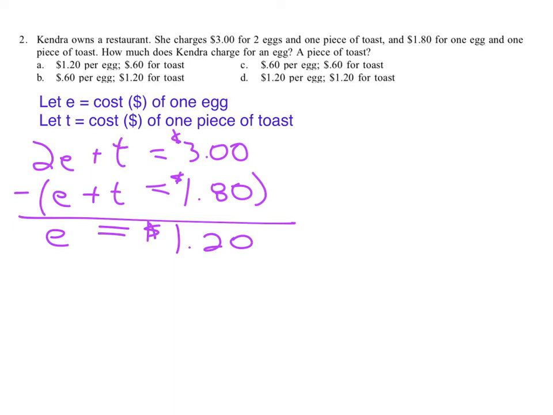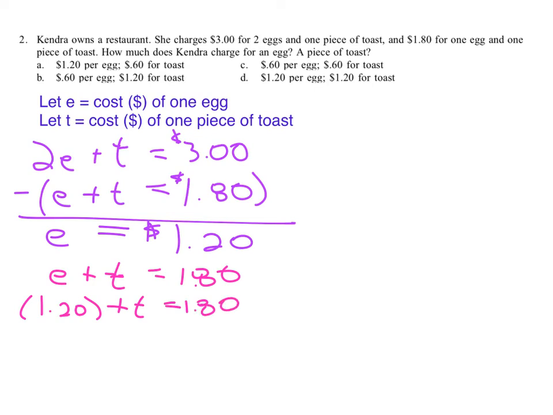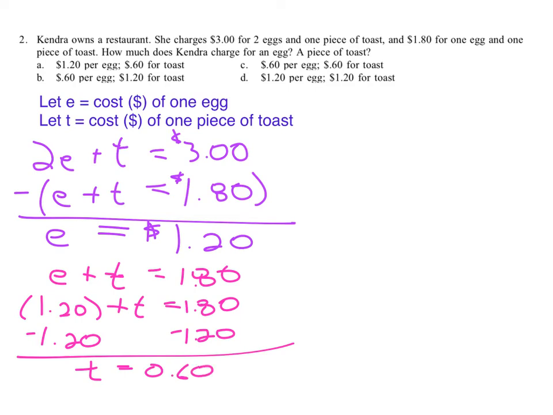So we can take one of the equations and we can say, okay, what if we had 1 egg plus one piece of toast equals $1.80, and we substituted for E the price of 1 egg, and then subtracted that amount away from both sides. We would be left with T is equal to 0.60, or 60 cents for a piece of toast.